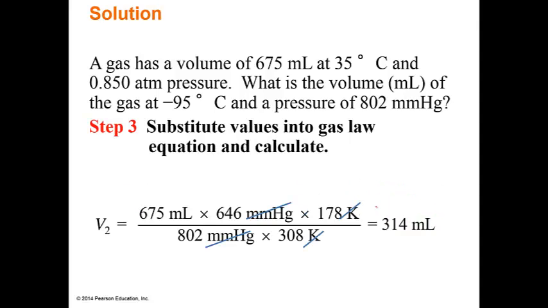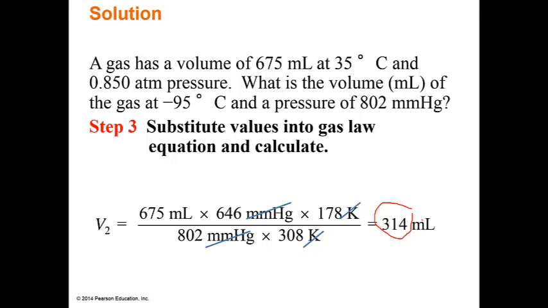All right, we got a formula, we've got an organized chart, plug and chug, right? So 675 times 646 times 178 over 802 times 308, okay? And if we multiply the top, multiply the bottom, and then divide the top by the bottom, we will be left with 314 milliliters, all right? We found the second volume based on the changes there.